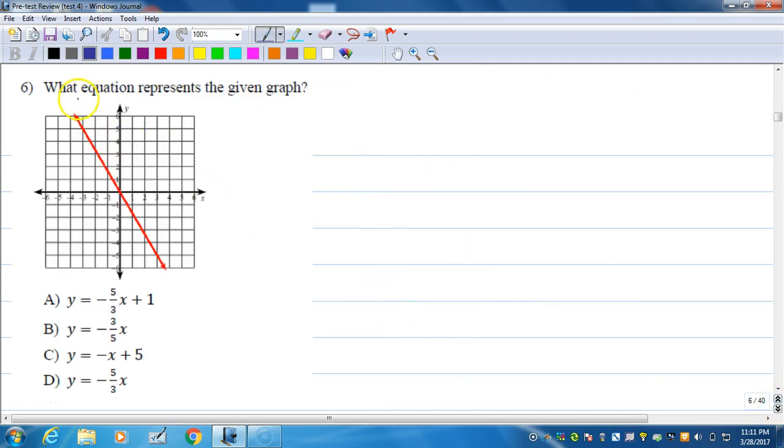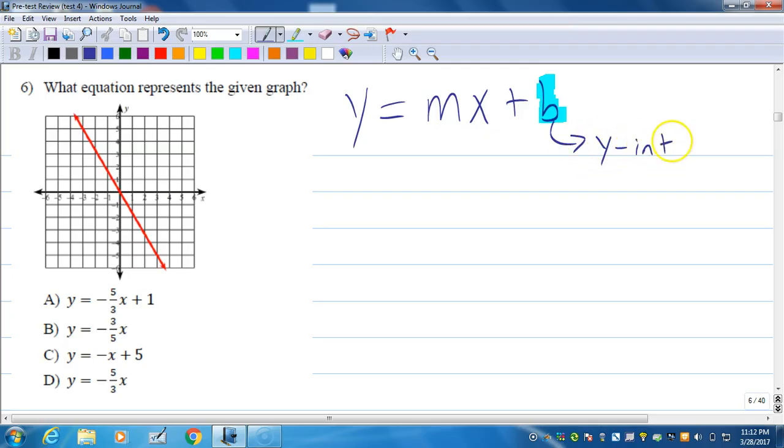Number 6. Which equation represents the given graph? Well, this is just Algebra 1 review here, because you should know all the properties of a graph, especially y equals mx plus b. Because right away we're going to use this letter, b, which is the y-intercept, to eliminate some answers. The y-intercept is where your line crosses the y-axis. This axis.